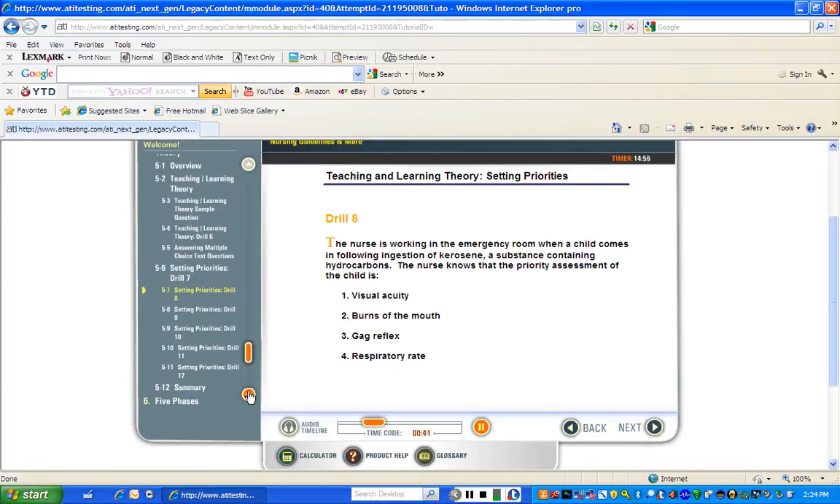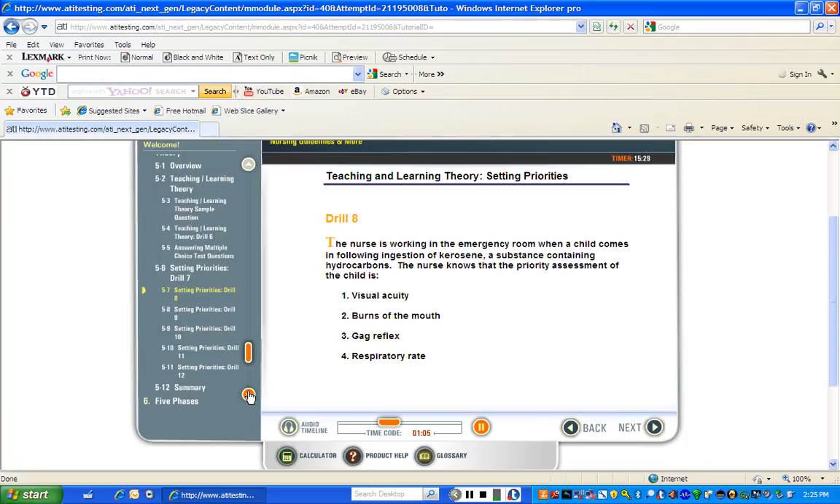This is a good example of a priority question where at first glance, not only do all the answers look right, but we know that they are all assessments that apply to this child. We will first assign a question mark to each choice. Then we need to decide which nursing assessment is the one that takes priority. Let's begin by looking at option 1, visual acuity. A minus sign will be assigned to this option.